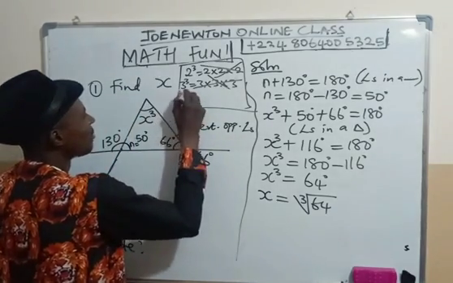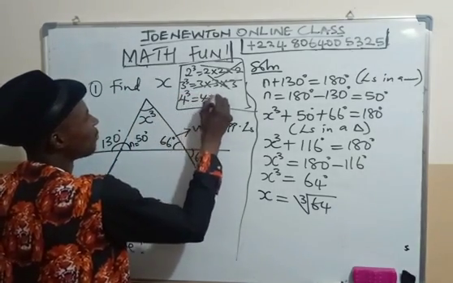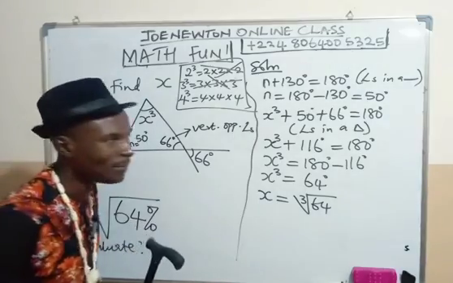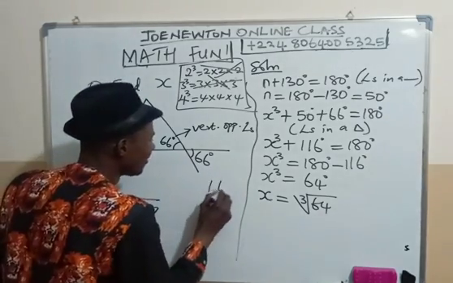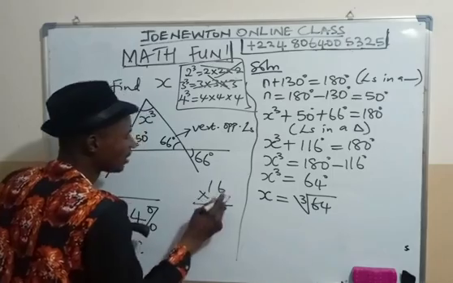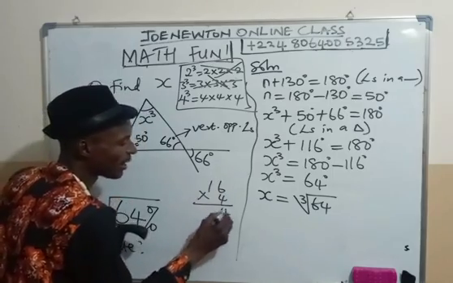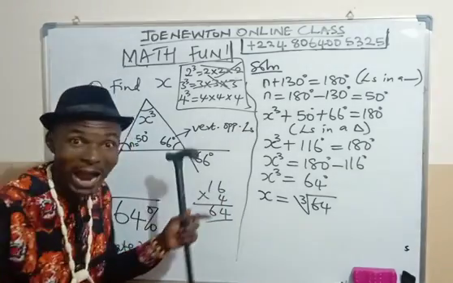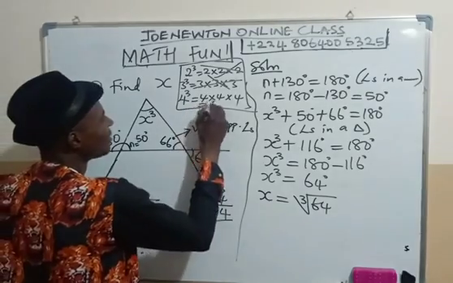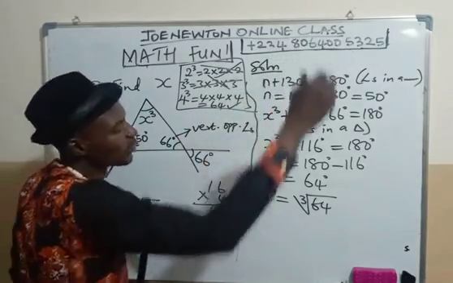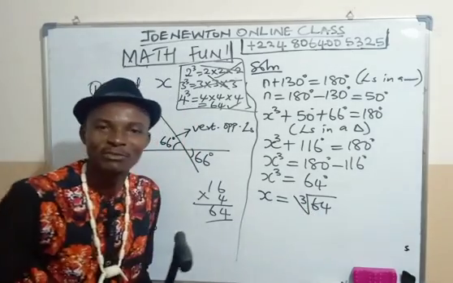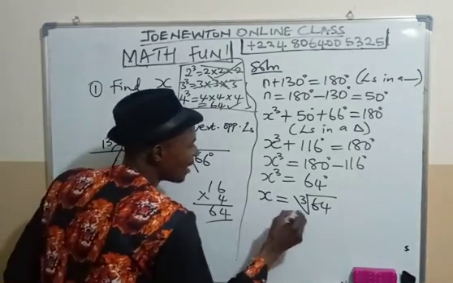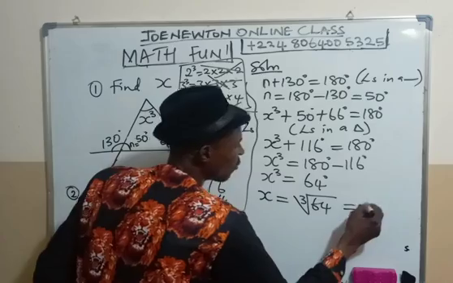Then 4 raised to the power 3. 4 times 4 times 4. 4 times 4 is what? 16. Let us check it out. 16 times 4. 4 times 6 is 24. You write 4, carry 2. 4 times 1 is 4 plus 2, 6. Wow. So this is 64. Good. So the number that we raise to the power of 3 to give us 64 is what? 4.